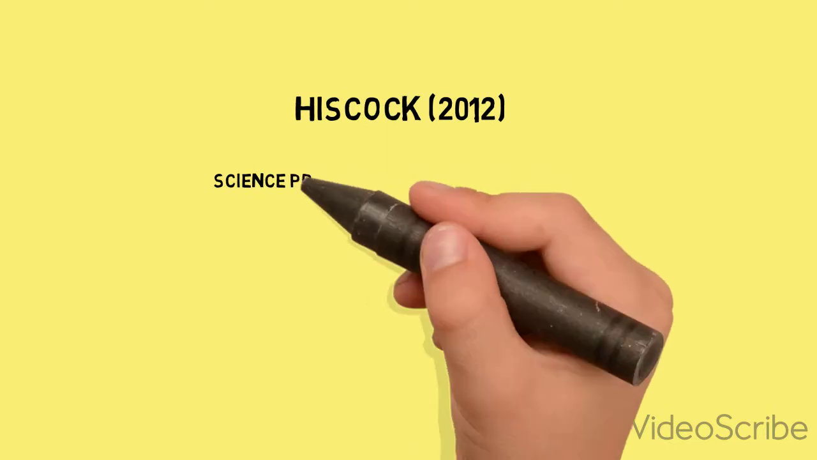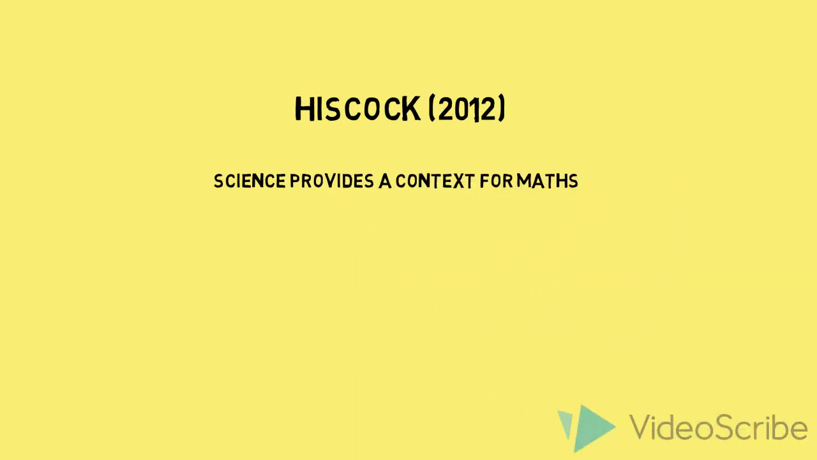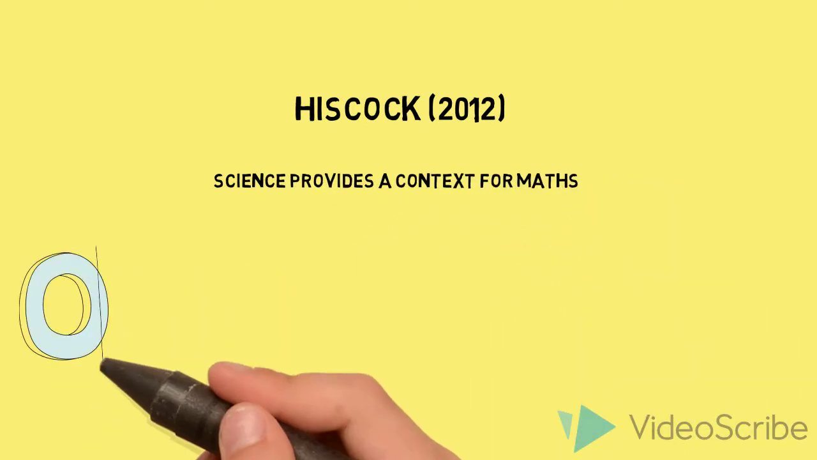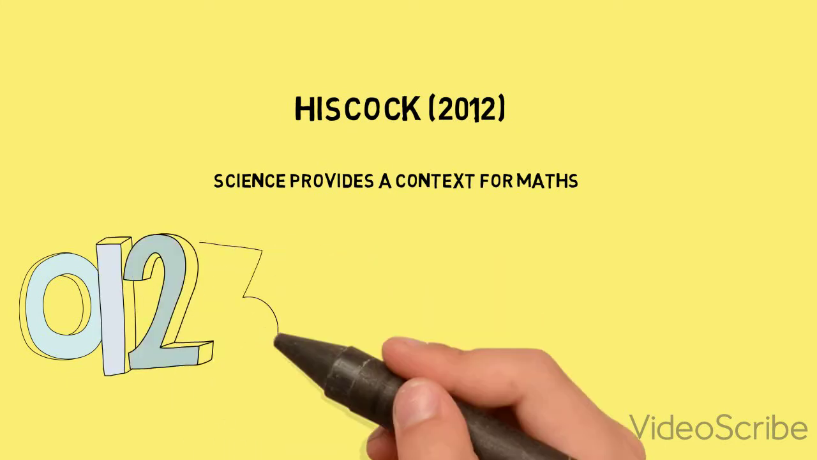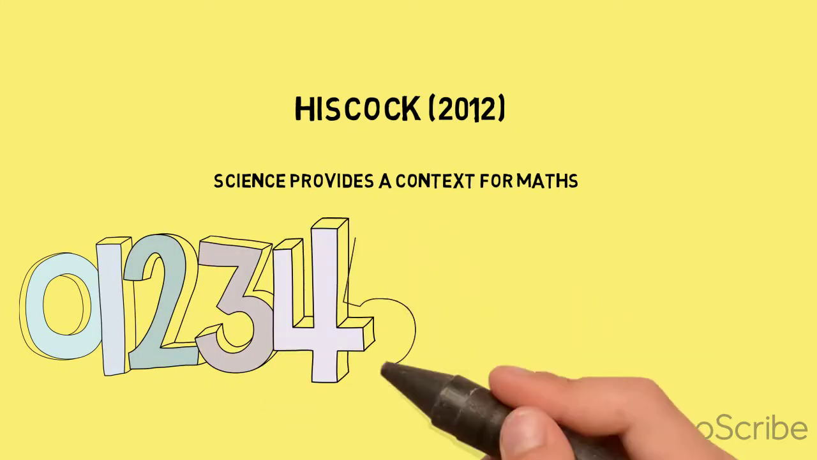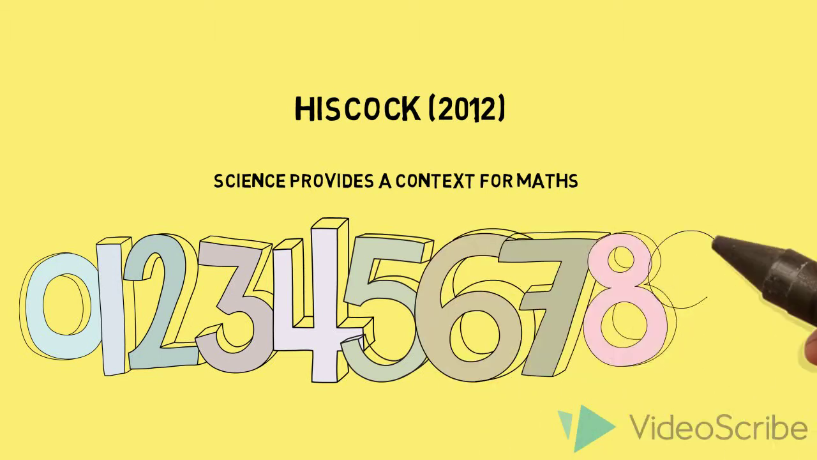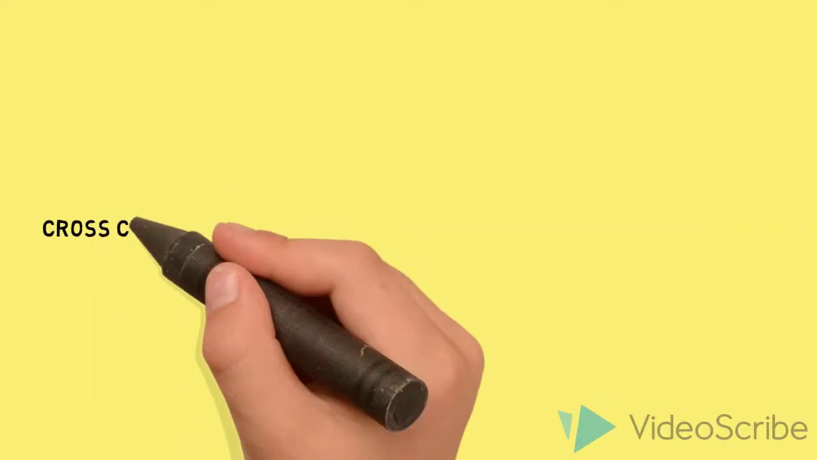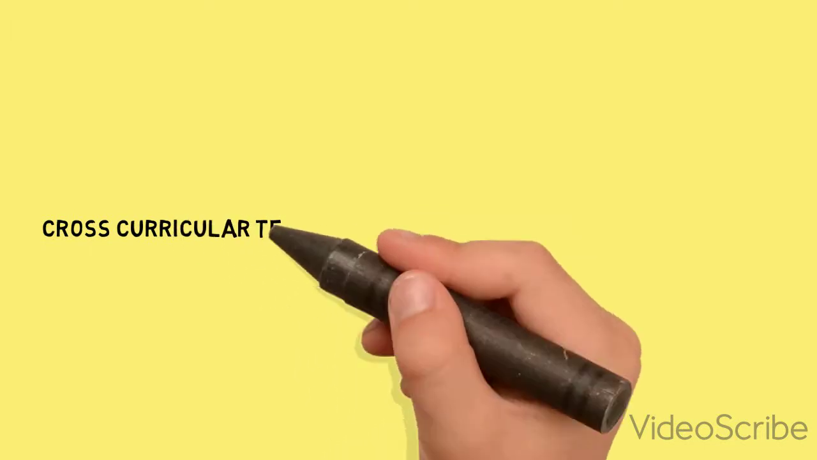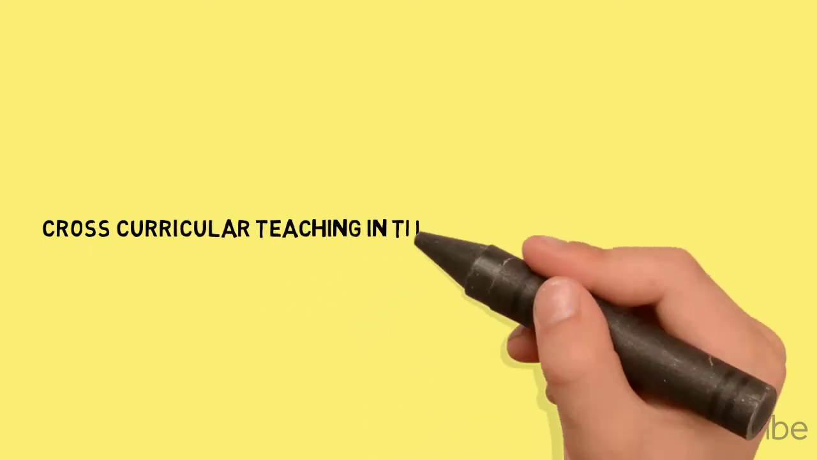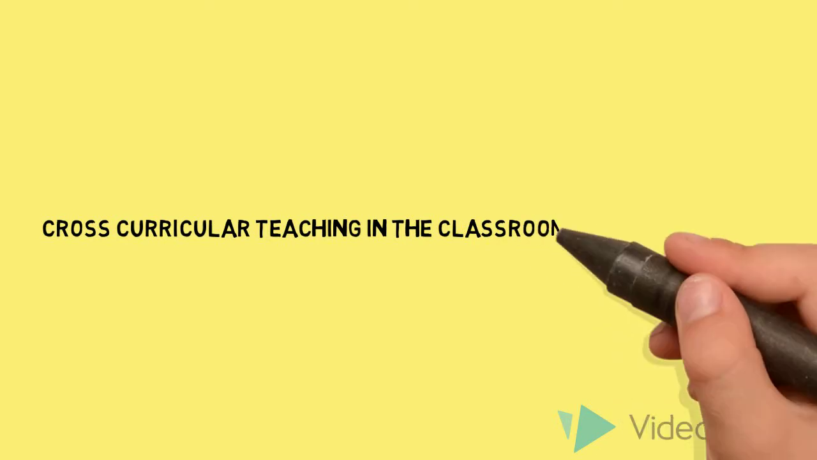Hiscock 2012 suggested that science provides a context for maths as young children initially talk about their science knowledge in terms of number. So if children initially connect with science through number and through their education will continue to see mathematical ideas naturally appear in science, wouldn't it make sense for them to be taught together? But how would cross-curricular teaching of maths and science look within a classroom?